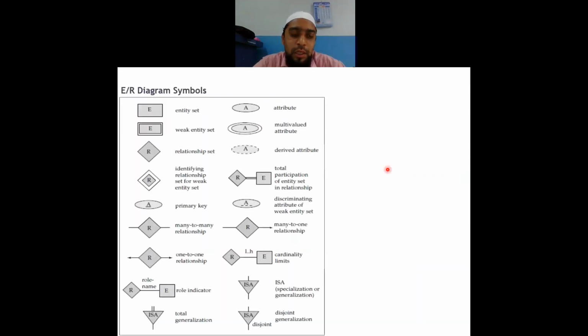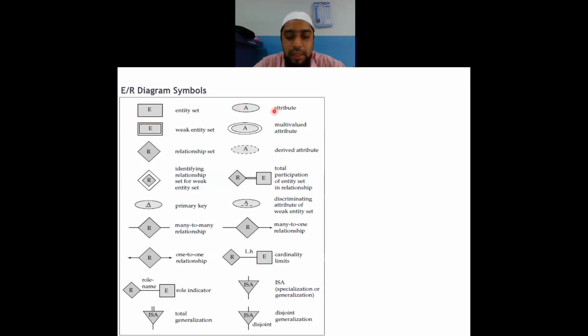Now we are going into further details of the ER model. These are the diagrammatic notations which we need to remember to interpret the ER diagram and to draw the ER diagram. Normal entity sets are depicted with a rectangle, whereas a normal attribute is depicted using an ellipse with the name of the attribute inside it. Here also E is the name of the entity set. When it comes to a weak entity set, we need to make use of a double rectangle.